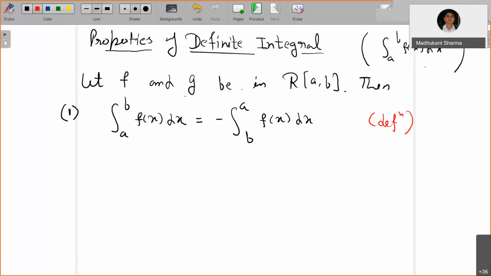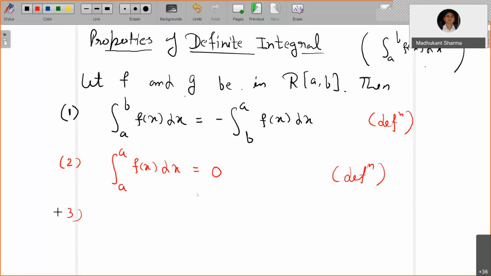The second property is that if you take integration a to a f of x dx, that equals 0. You can understand that by looking at the area over an interval of length 0. You can actually establish this using Riemann integrals, or you can treat it as a definition.